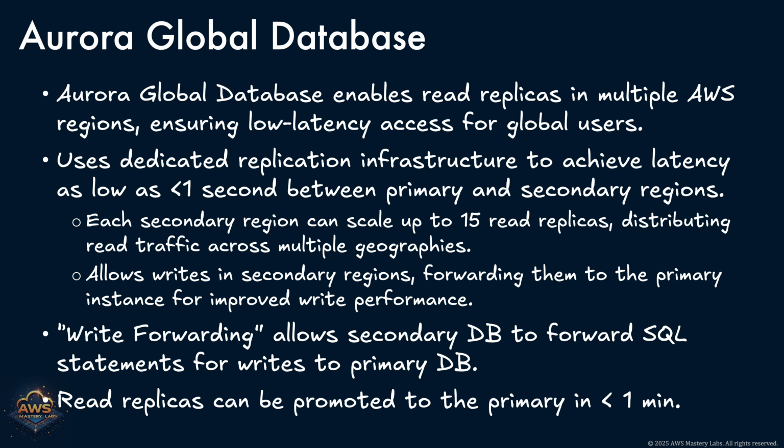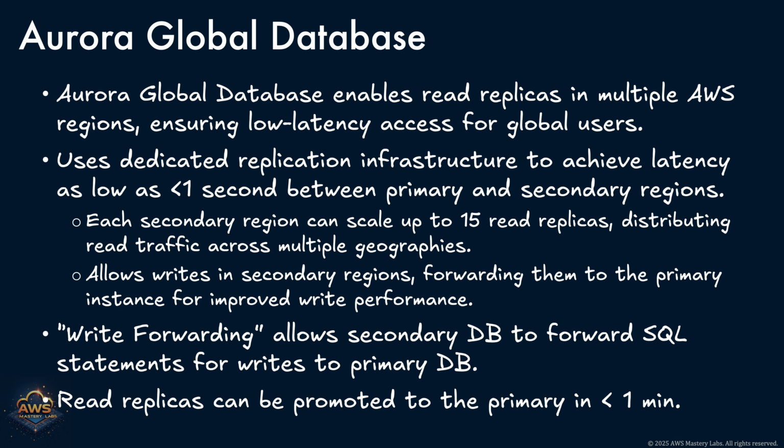When your users are spread across continents, delivering fast, consistent, and highly available data access becomes a serious challenge. That's where Amazon Aurora Global Database steps in. Purpose-built for globally distributed applications. Aurora Global Database enables cross-region replication, allowing you to create read replicas in multiple AWS regions.